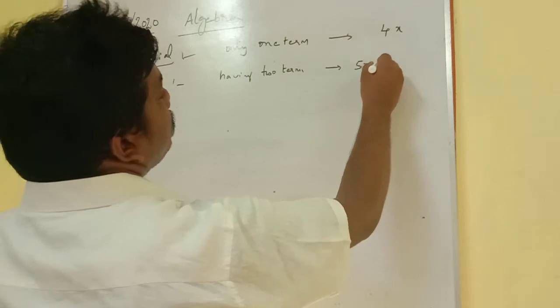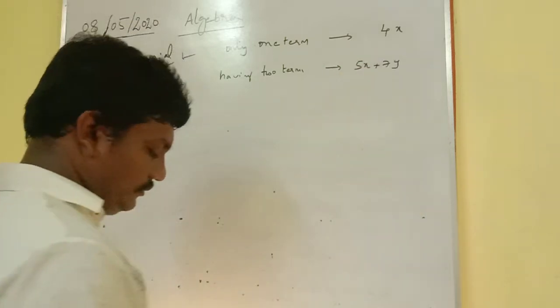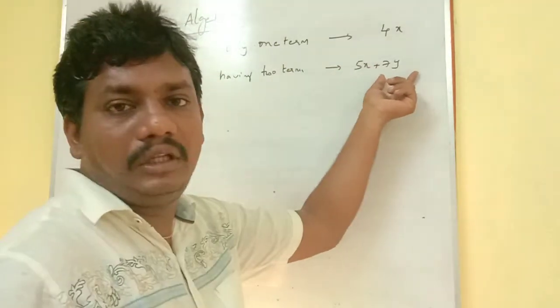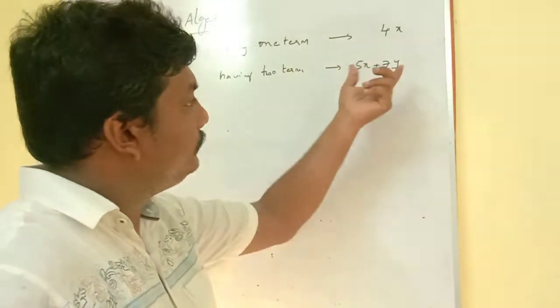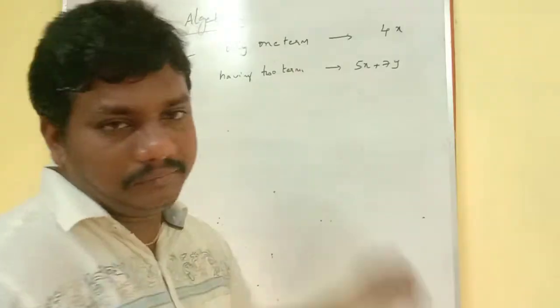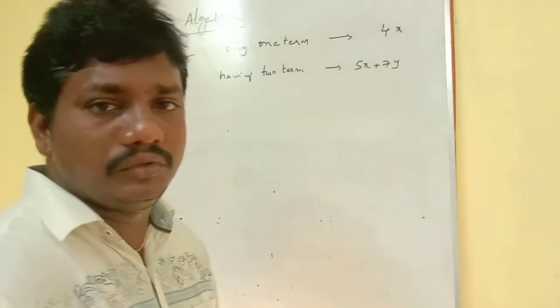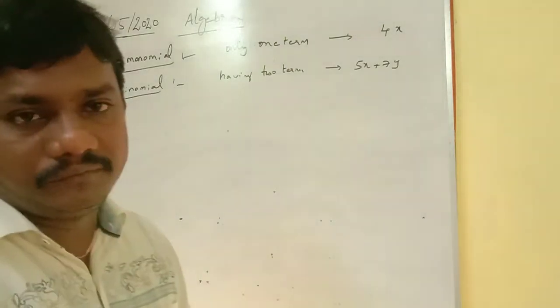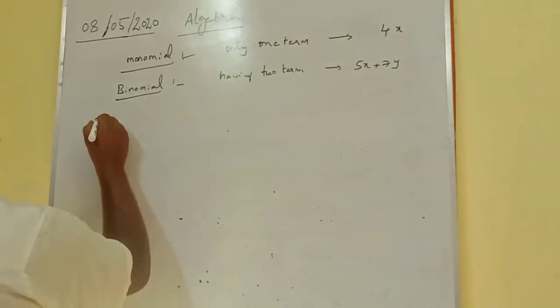Suppose 5x plus 7y. This is one term and this is another term. These two terms are combined with a plus symbol or a minus symbol. Then it is called a binomial. Two terms. Trinomial.